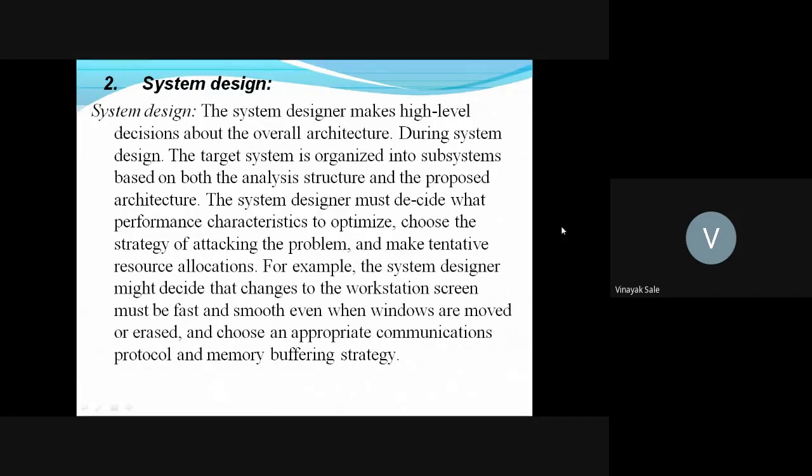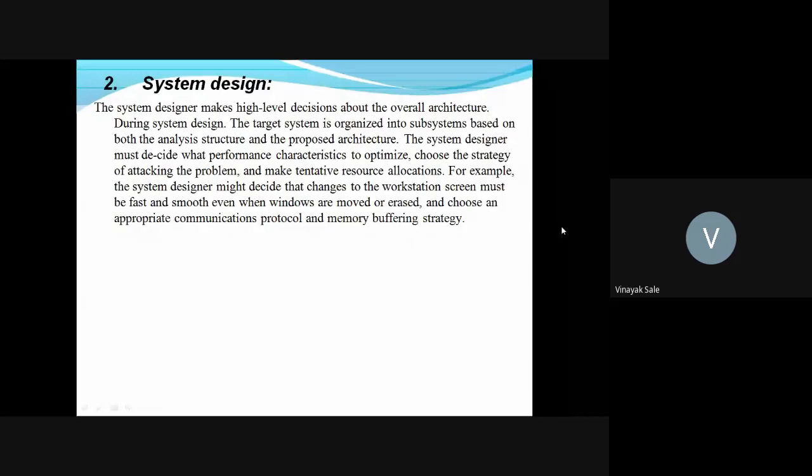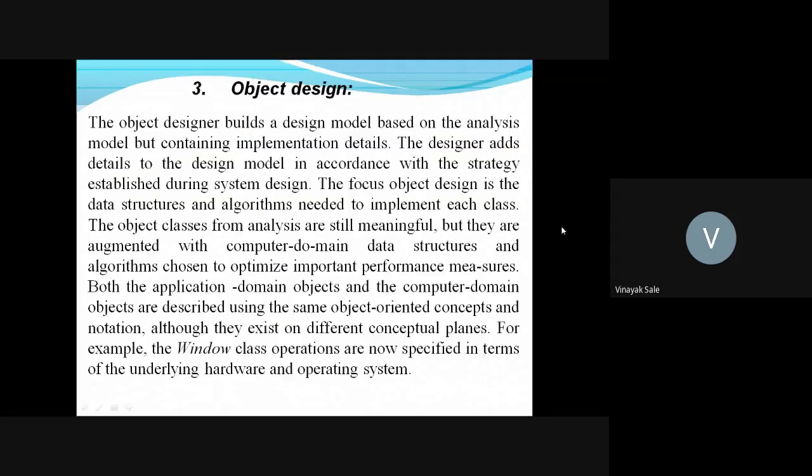Then third part. In system design, the system designer makes high level decisions about the overall architecture. During system design, the target system is organized into subsystems based on both the analysis and the proposed architecture structure. Then the third part is object design.